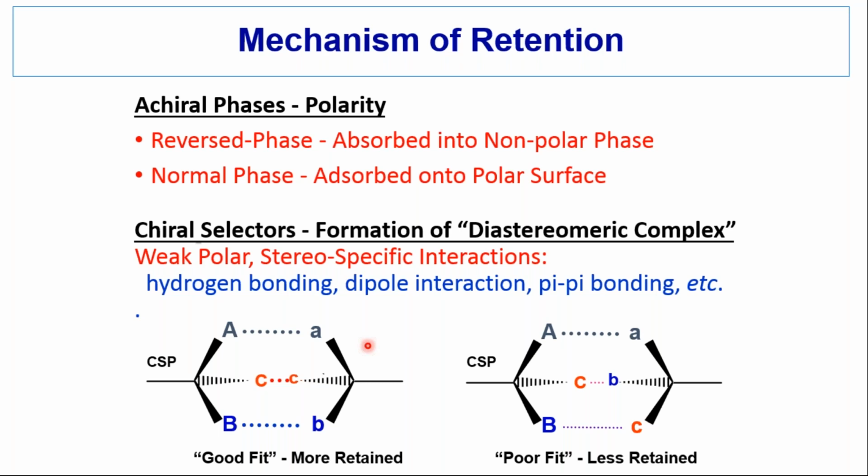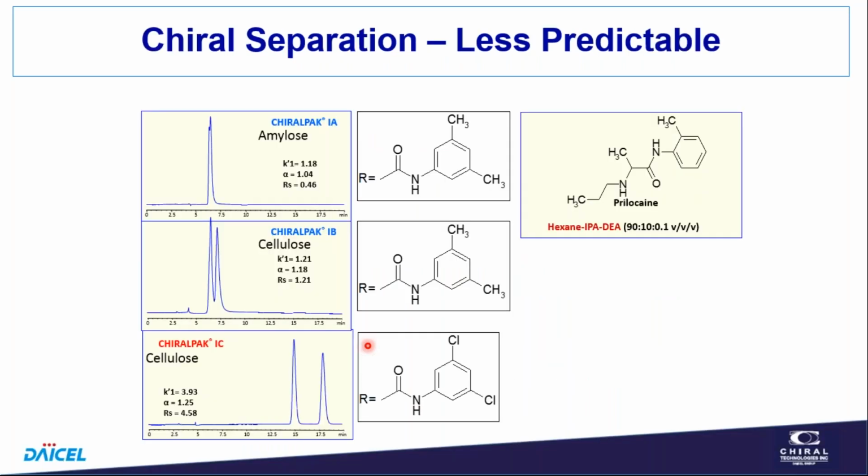And so often the more retained compound is broader and may sometimes tail in chiral separations, more so than you would predict in, say, typical reverse phase chromatography. Separations are less predictable in chiral chromatography. That can make them interesting, but that can also make it challenging.